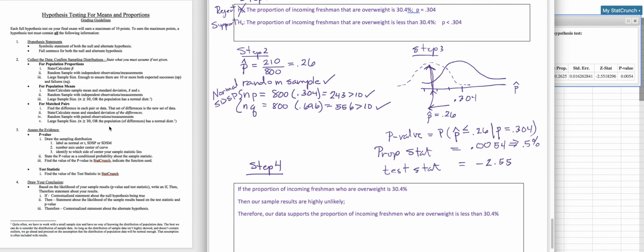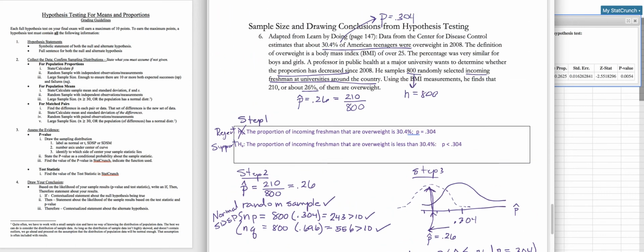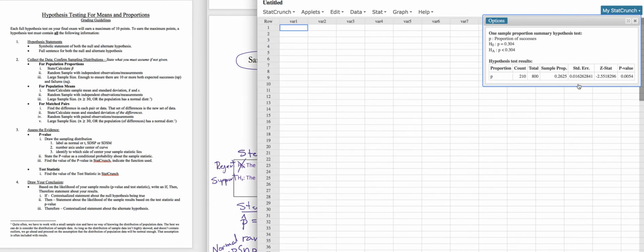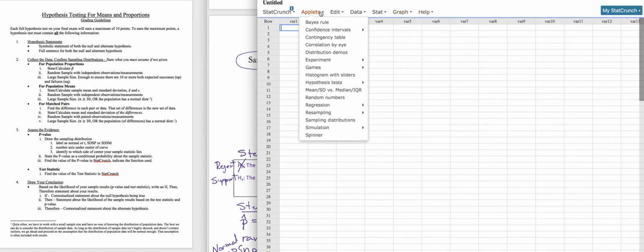Okay, oh goodness, I was just going to sign off and say happy hypothesis testing, but we didn't talk about how this relates to sample size. I was going to relate this back to sample size. So I'm going to go over here in StatCrunch. I'm going to open the applet.